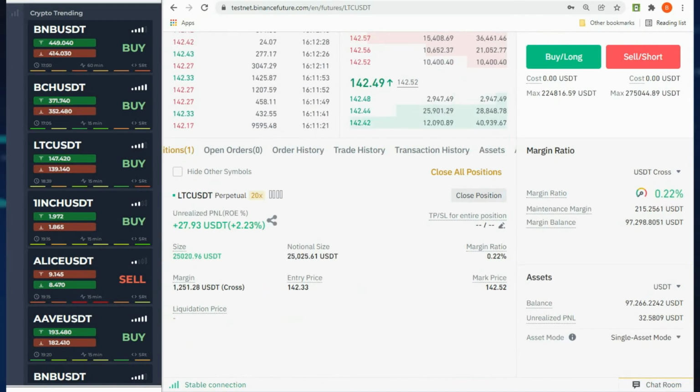Let's wait. If it is difficult to make quick decisions, you can use automatic scalping advisors on Binance. When choosing, look for the presence of oscillators and moving averages in them. This is a must.